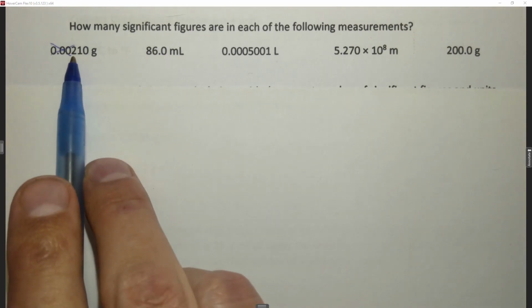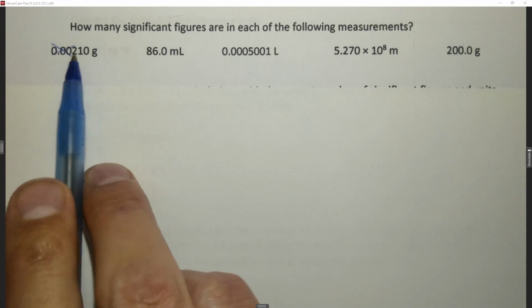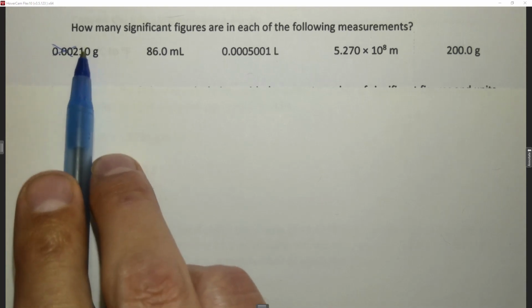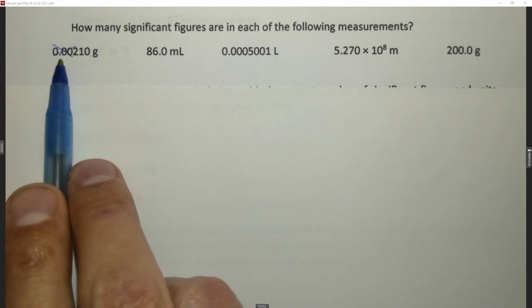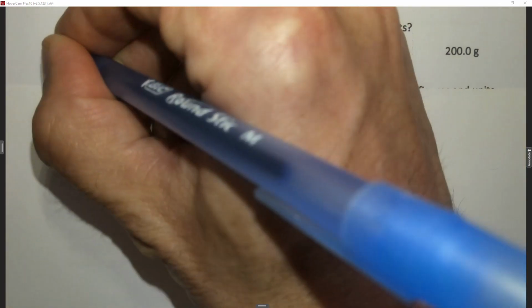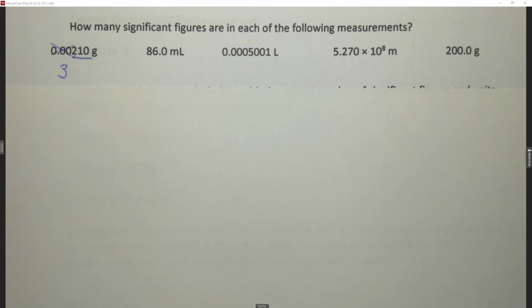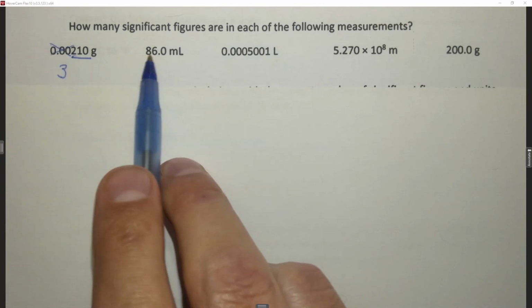Now let's look at this one. Now we have 2, 1, 0. So these are definitely significant. Let's look at this 0. It's after sig figs and a decimal place, so it is not a placeholder. So in this case, there are three significant figures.